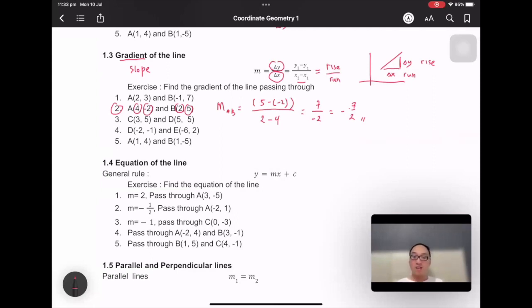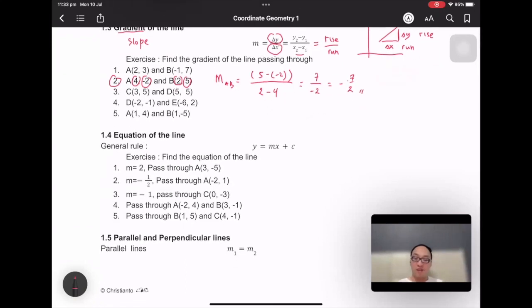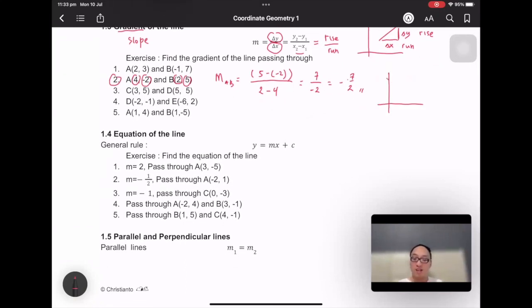Now, the sign of the gradient: if negative, that means the line is going to the bottom right. This is a negative gradient, if the gradient is less than 0. But if the gradient is positive, the line is going to the top right. Yeah, a negative gradient is going to the bottom right. The positive gradient is going to the top right.